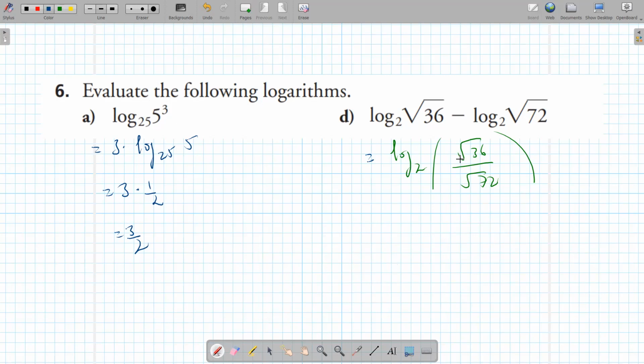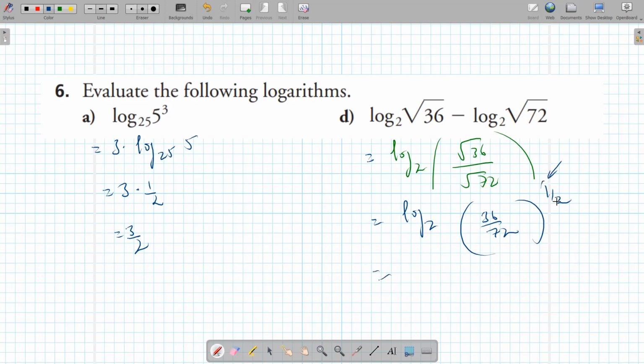You can use a little cheat code: if you have a square root on the top and a square root on the bottom, you can write this as one big square root. So you can write it as log base 2 of the square root of 36 over 72. What does square root mean in terms of powers? To the power of 1 over 2. So you can simply rewrite this as 36 over 72 to the power of 1 over 2.